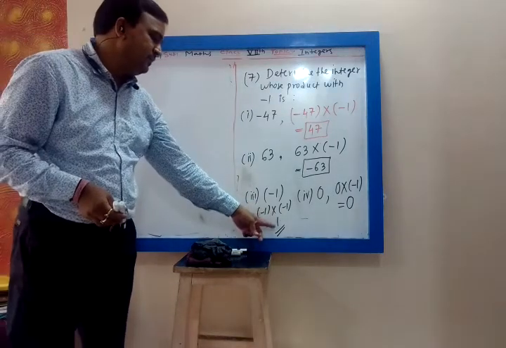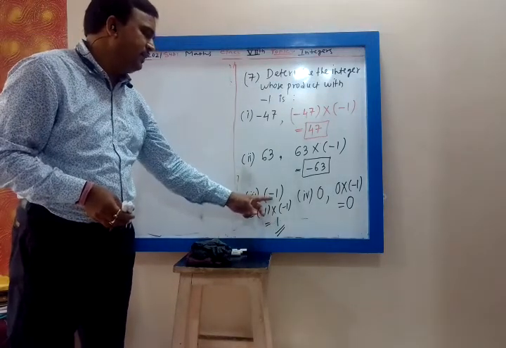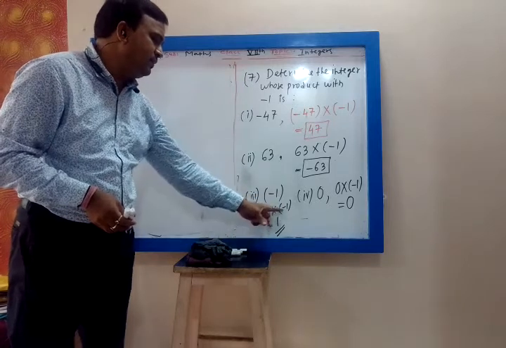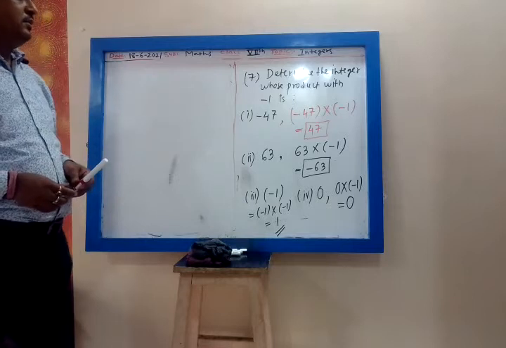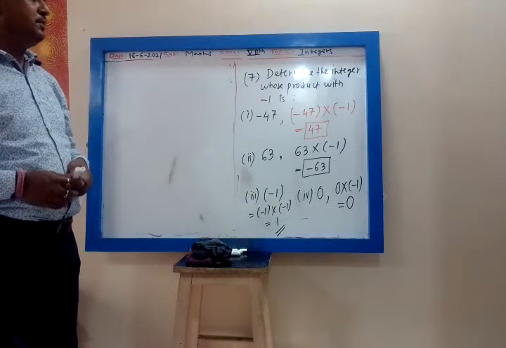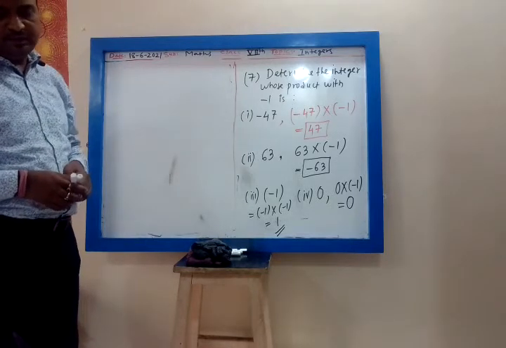Answer is plus 1. You have to multiply minus 1 with minus 1. So minus into minus is plus, 1 into 1 is 1. And the fourth answer is 0 because 0 into minus 1 will be 0.